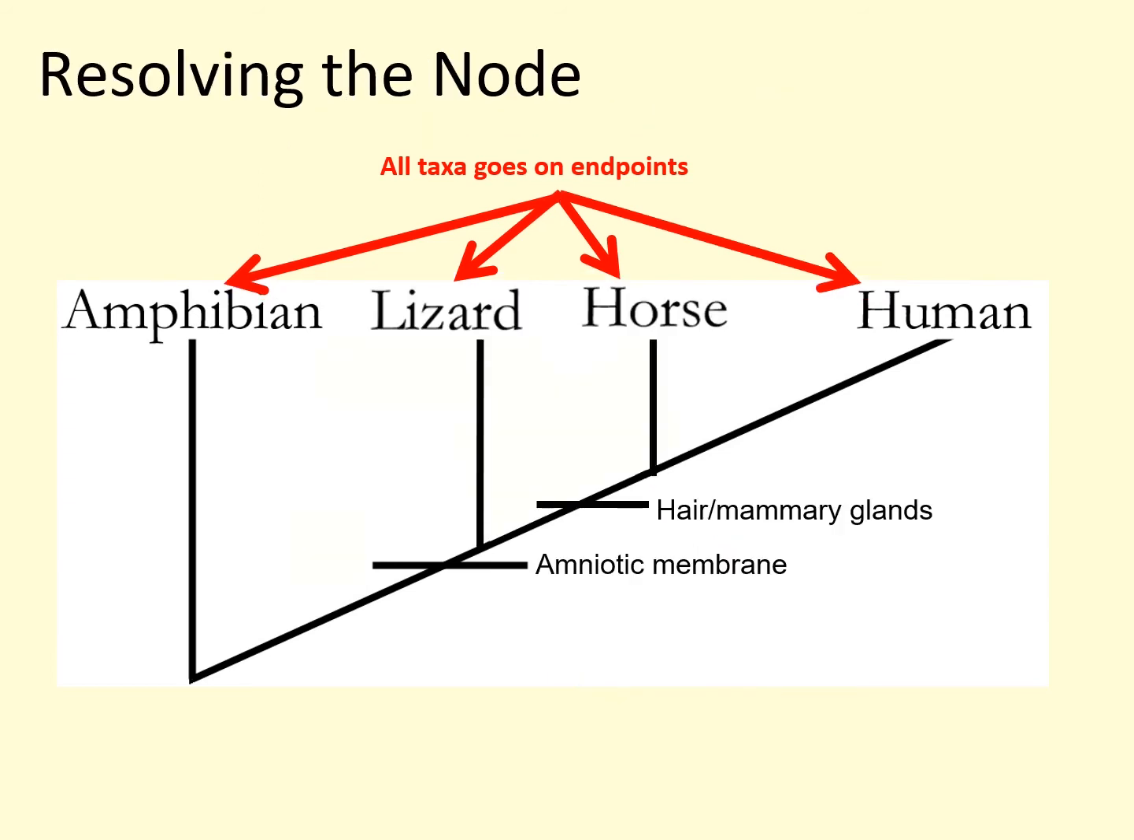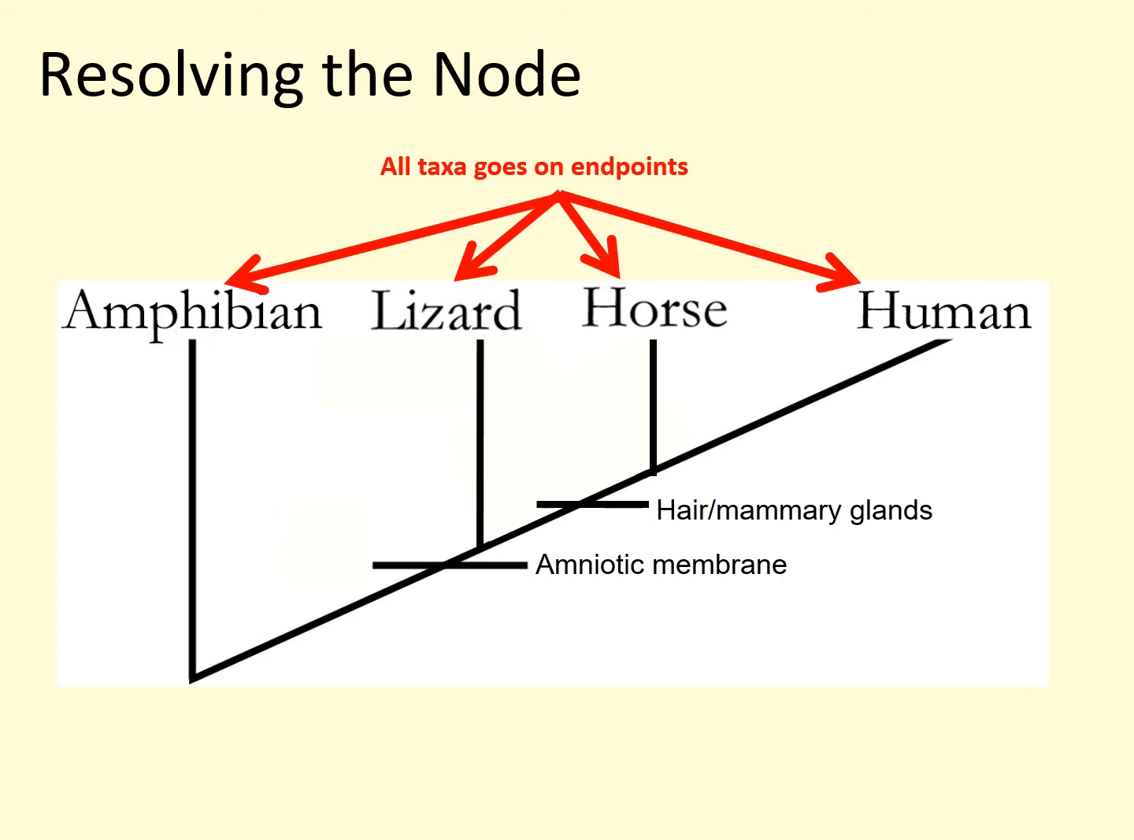Okay, so the way I did this to separate them out, right? The horse and the human, we all have hair. We have mammary glands. So the lizard does not have hair. The lizard does not have mammary glands. So this is the apomorphy that horse and humans have that the lizard does not. Okay? This is an apomorphy. The amniotic membrane is a synapomorphy that's shared by the horse, lizard, and the human. But this is an apomorphy for just mammals, not for the lizard, not for the amphibian.